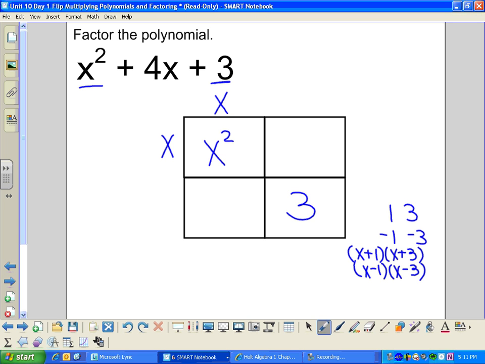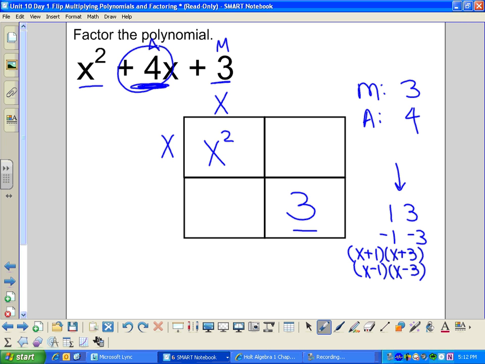Well, there's a clue that I get by looking at this middle term right here, this positive 4. Because the two numbers have to multiply together to give me 3, but I have to add them together, and that has to give me 4. Some people call this the A and M method, because I've got to add to get 4 and multiply to get 3. That might help you.